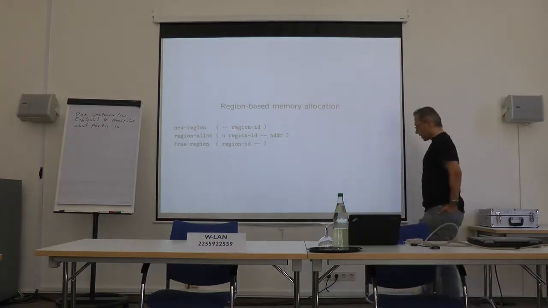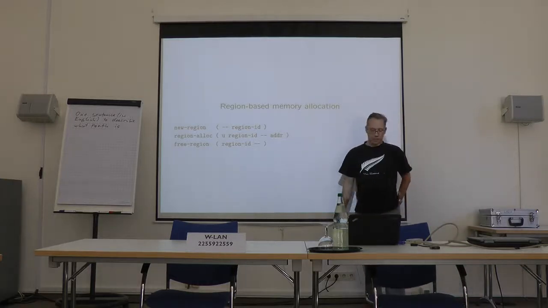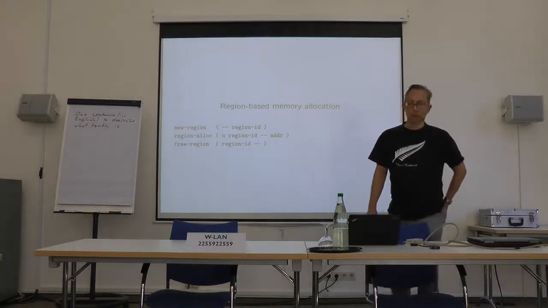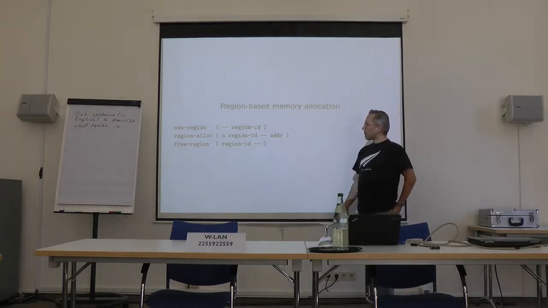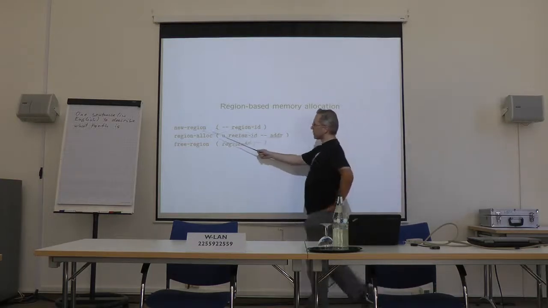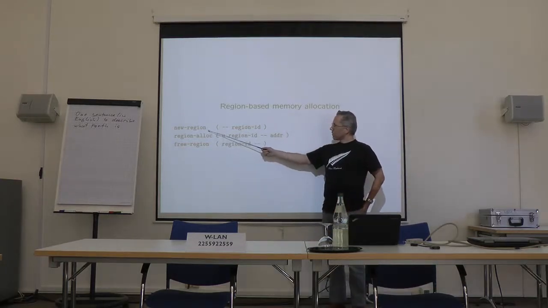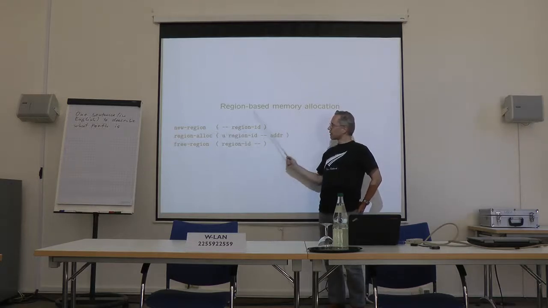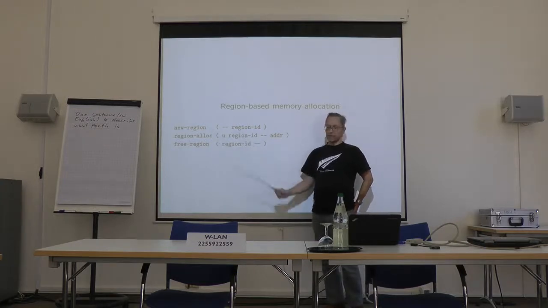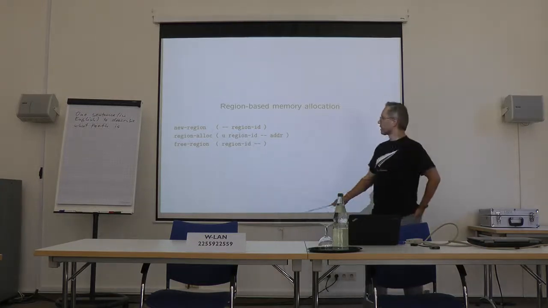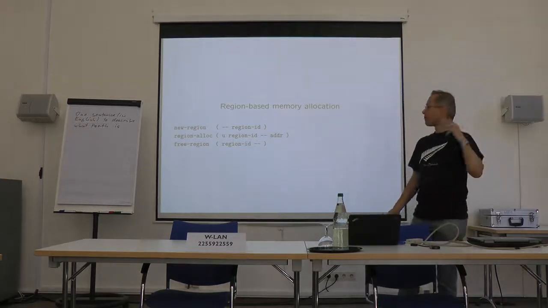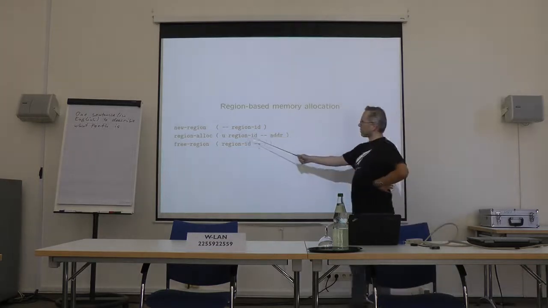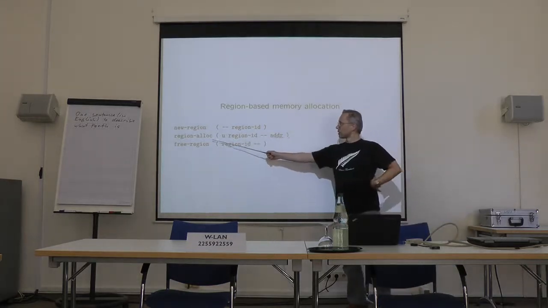So there's an idea that has been around in more general computing for a long time, which is region-based memory allocation. It works like this. We can create a new region, and then we allocate a number of things inside this region, and we can have several regions at once. We can allocate some things to one region and some things to another region. So that's why we pass a region ID to this region alloc.